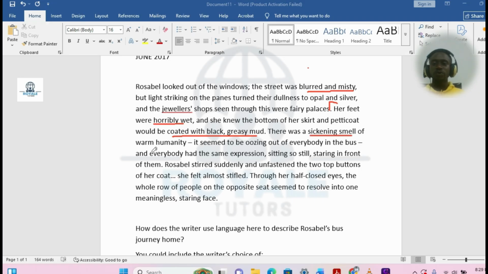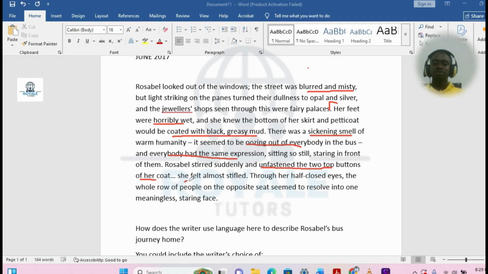Sickening smell of warm humanity. It seemed to be oozing out of everybody in the bus, and everybody had the same expression, sitting so still, staring in front of them. Rosabelle stared suddenly and unfastened the 2 top buttons of her coat. So why would she all of a sudden loosen the 2 top buttons of her coat?